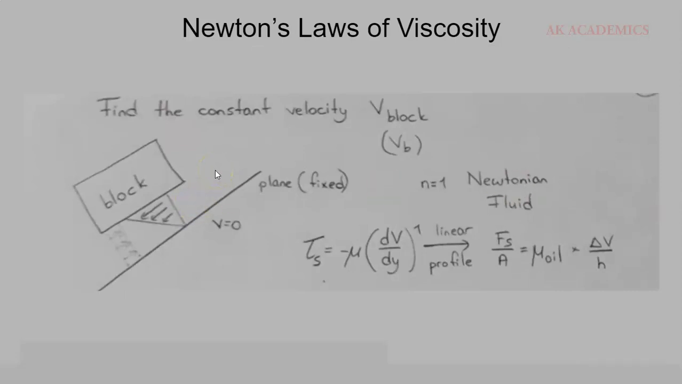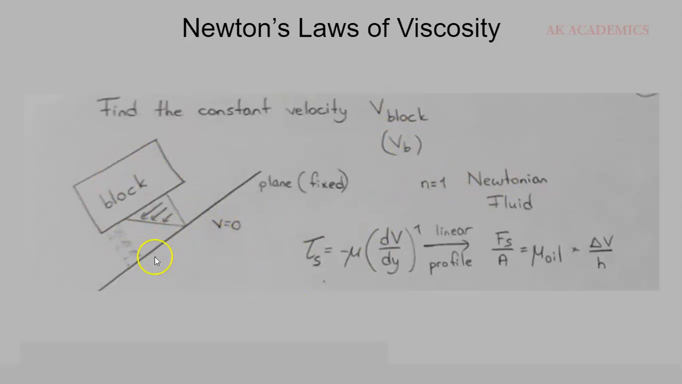So we are supposed to find the constant velocity. Sorry about that, this slide is not clear, but let's manage it. Find the constant velocity of the block. We know that it's a Newtonian fluid, n is equal to 1, no doubt about that.